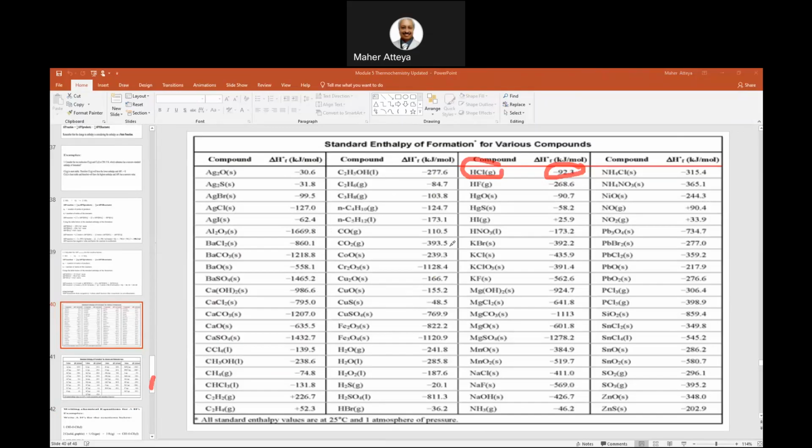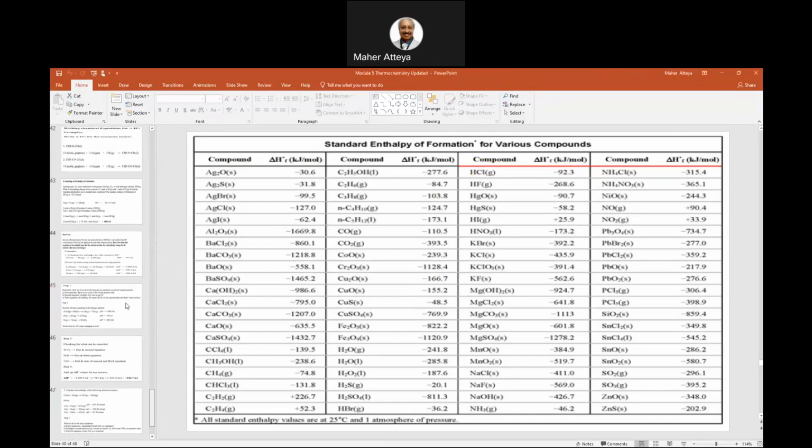So you have HCl, you have chlorine and hydrogen. Hydrogen by itself is 0. When it comes to an element by itself, an oxygen molecule by itself is 0. Hydrogen by itself is 0. So let's go and look. Here it is, guys. Go and look at the example here.